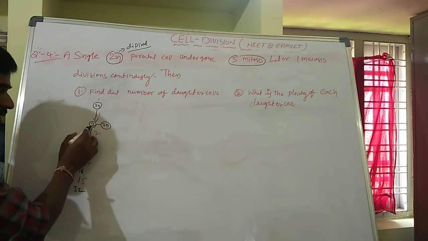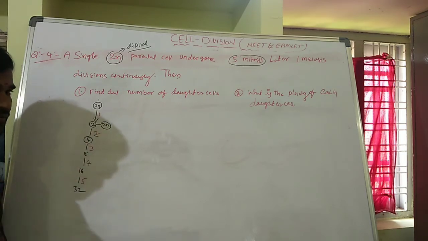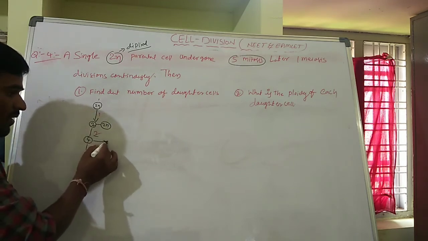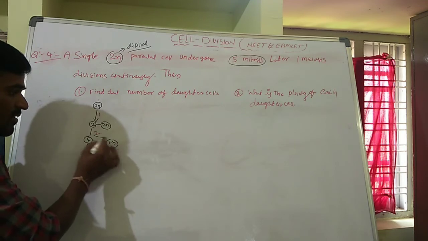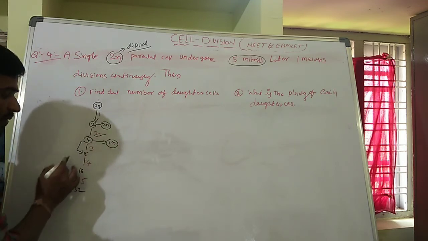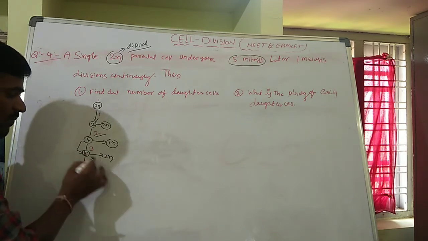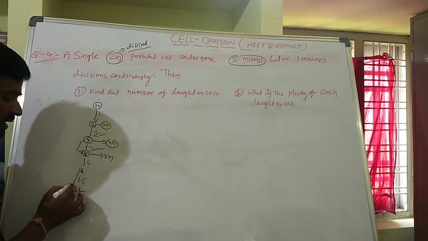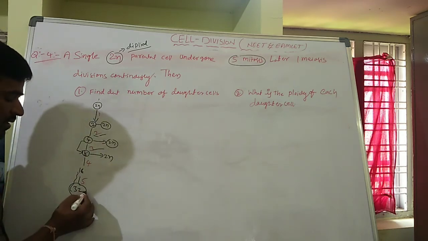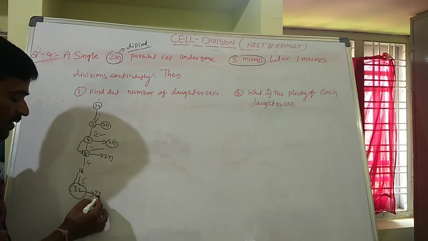Again, these 2 daughter cells are involved in the second mitosis division. 4 daughter cells will be formed from these 2. These 4 are also diploid in nature because this is mitosis. Now these 4 again are involved in the third mitosis division. 8 will be formed, and 8 are also diploid because it is mitosis, like this. After the completion of the 5 mitosis divisions, 32 cells will be developed. These 32 cells are diploid in nature.